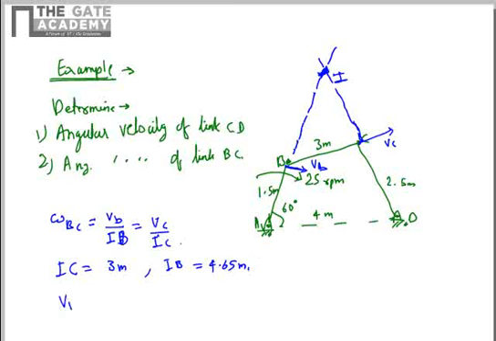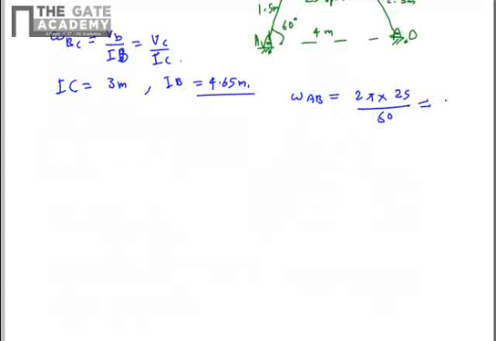Now what about VB? VB is equal to angular velocity of link AB multiplied by the distance AB. Angular velocity of AB can be determined from the RPM, that is 2 pi N by 60, with N equal to 25. So this is equal to 2.619 radian per second.